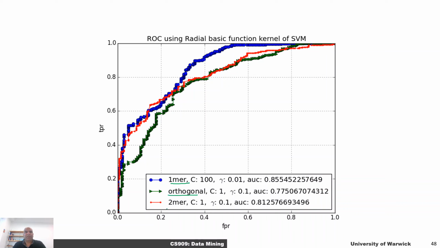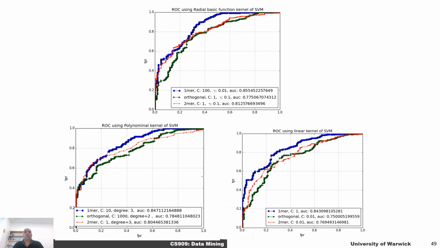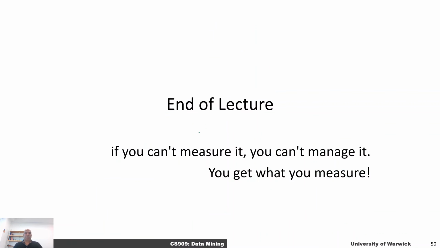So these are different feature representations for the same classifier with optimal settings of hyperparameters. And she found that one mer, which is a certain type of feature, you don't need to worry about what these features are. But she found using this ROC analysis that this particular feature gave the best performance. And she also did the same analysis with different types of kernels. So she used a radial basis function kernel, a polynomial kernel, and a linear kernel, by plotting the ROC curves. And she found which of these classifiers is actually optimal.